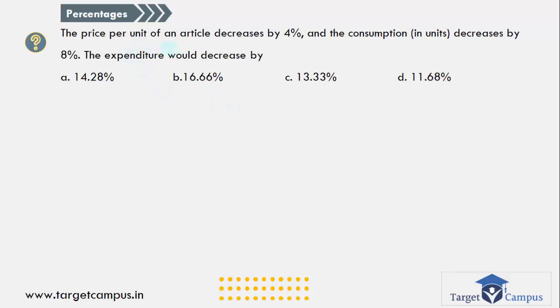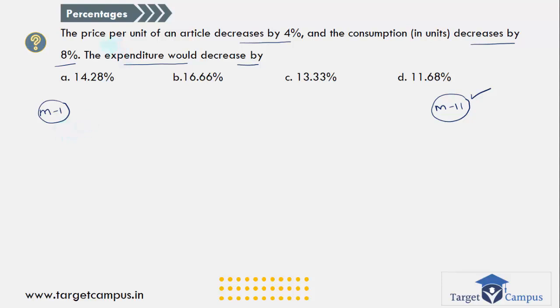The price per unit of an article decreases by 4% and the consumption decreases by 8%. The expenditure would decrease by... Okay, so the price per unit of an article decreases by 4%. You can solve this question using two methods. Method number one, method number two. This is the simple formula method, right? This is recommended, but we'll understand this question with the help of the other method.